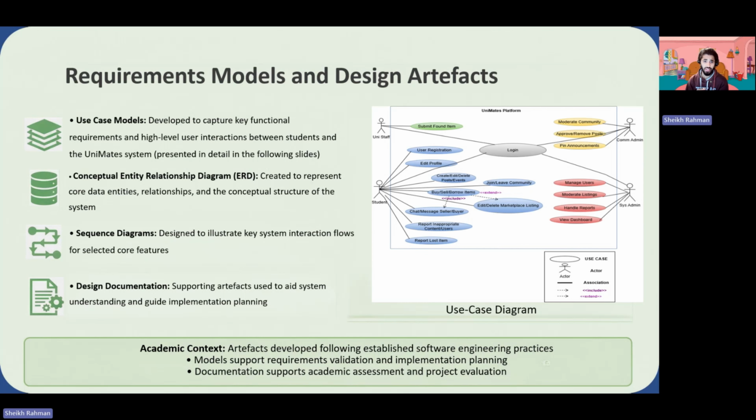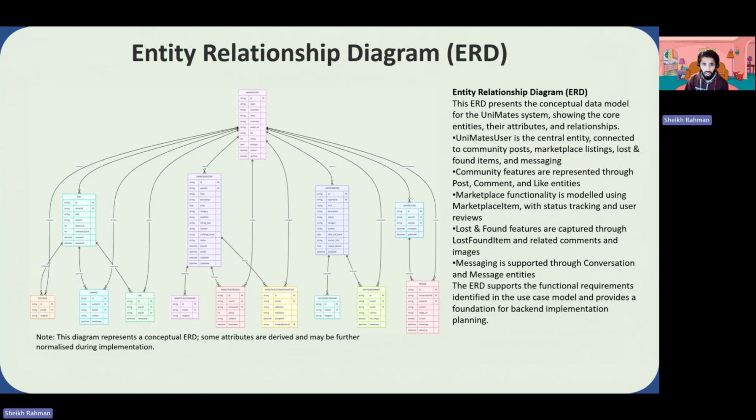Requirement models and design architecture. Several software engineering artifacts were developed to support system understanding and planning. Use case models were created to capture user interaction with the system. A conceptual ERD diagram was created to represent the system data structure. Sequence diagrams were developed to illustrate interaction flows between user and system components. These models support system validation and implementation planning. Then there is my use case diagram as well. Now let's move to the next slide.